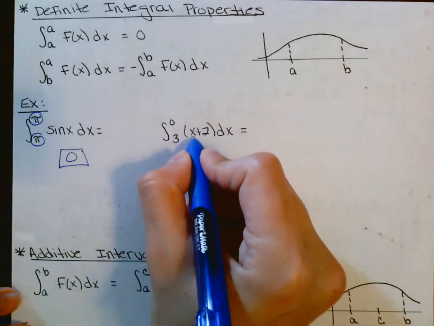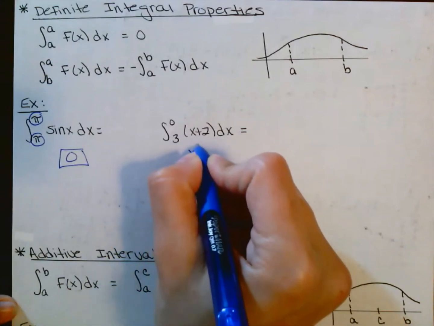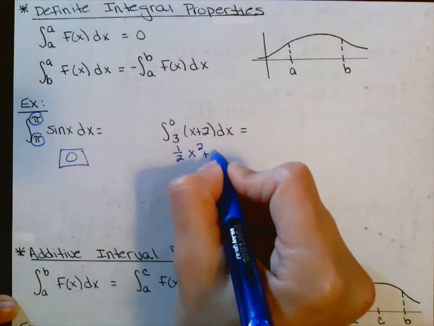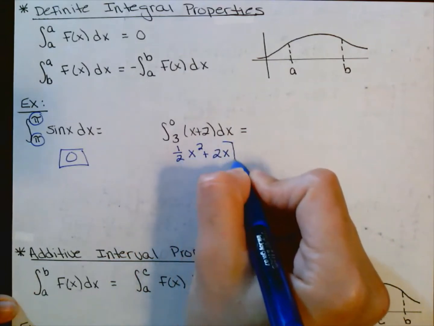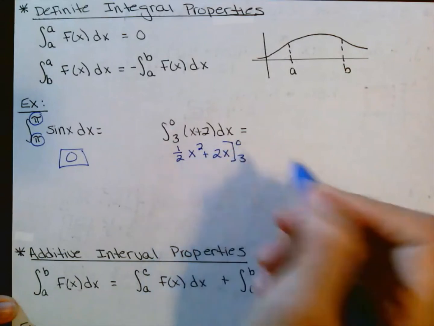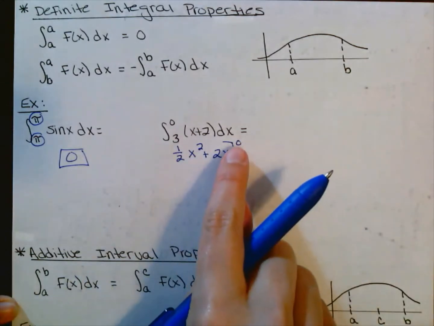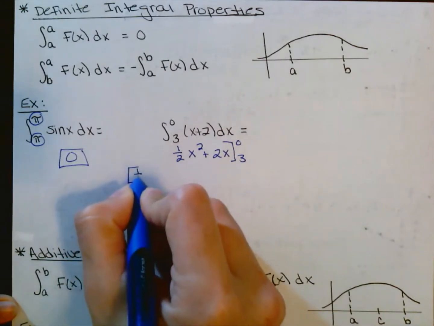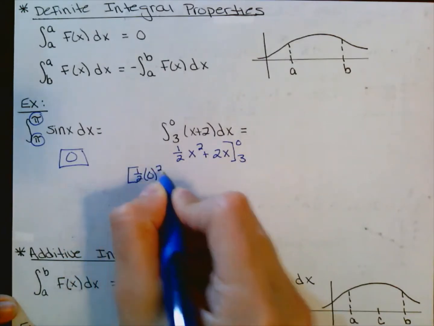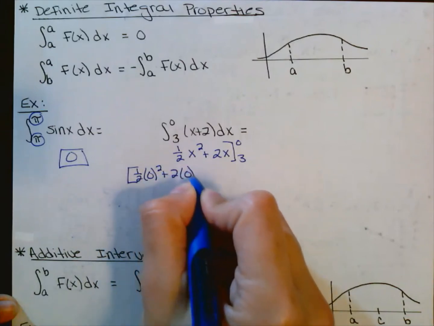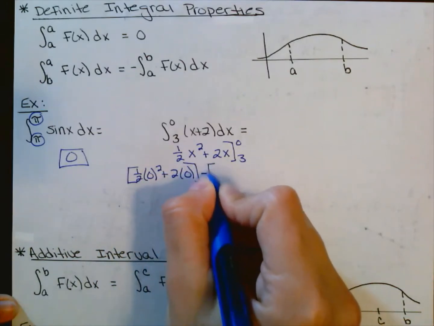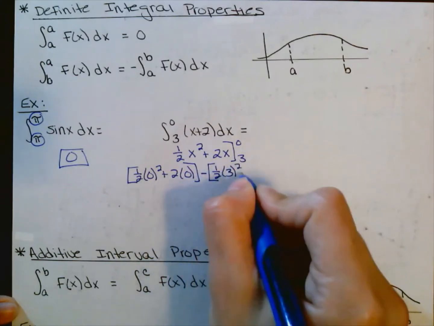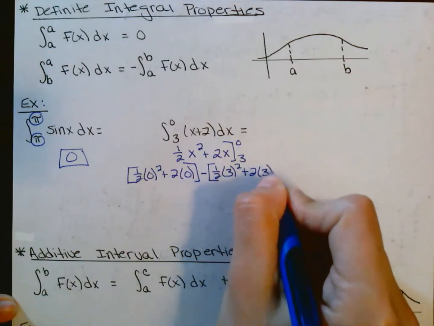Antiderivative here, add 1 to the exponent, it becomes x squared, divide by that new exponent, plus antiderivative of 2 is 2x. I'm going to solve that from 3 to 0. Remember how I told you if the 0 was first, don't skip it completely. I have half times 0 squared plus 2 times 0. Minus, now I'm going to plug in that 3, half times 3 squared plus 2 times 3.